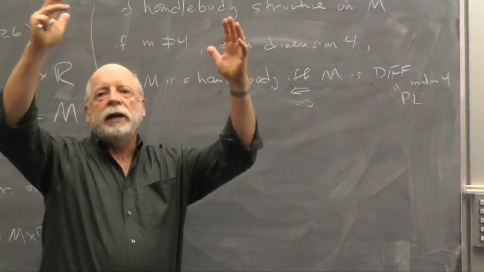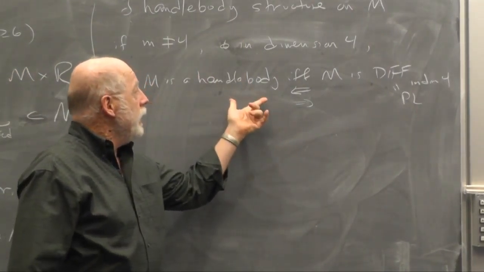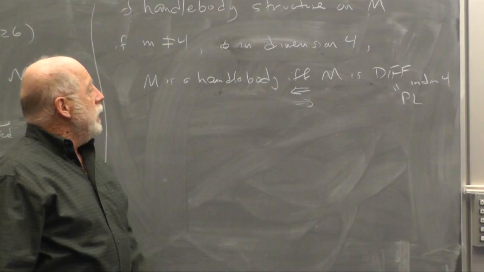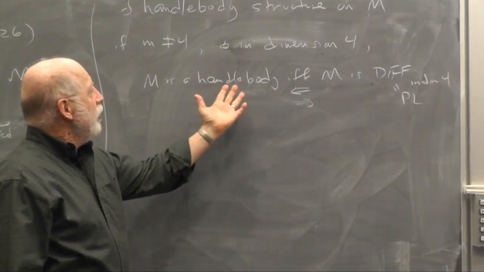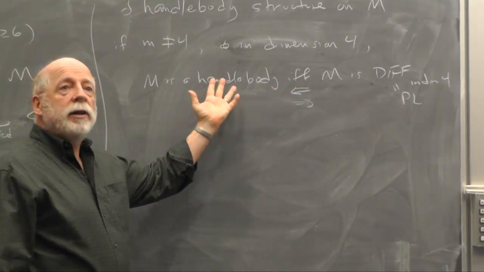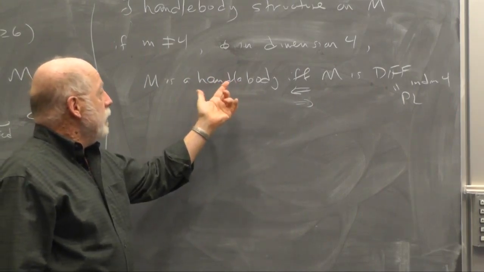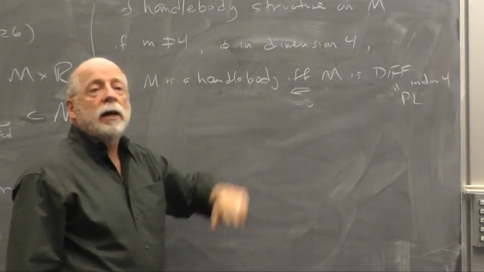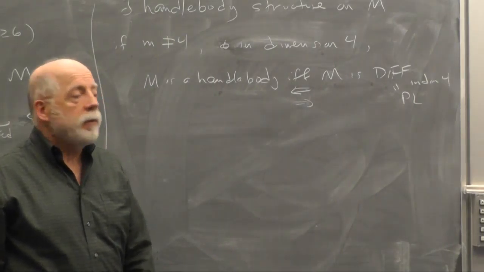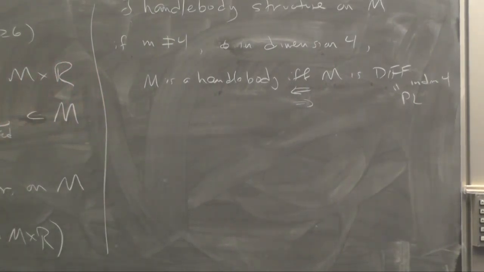And you just keep going handle by handle. So if this is a handle body, the point is that the interesting part about it is the attaching maps, and they're happening in dimension 3 where everything is smooth. And so if it's a handle body, then M will be smooth. So that's what happens in dimension 4.